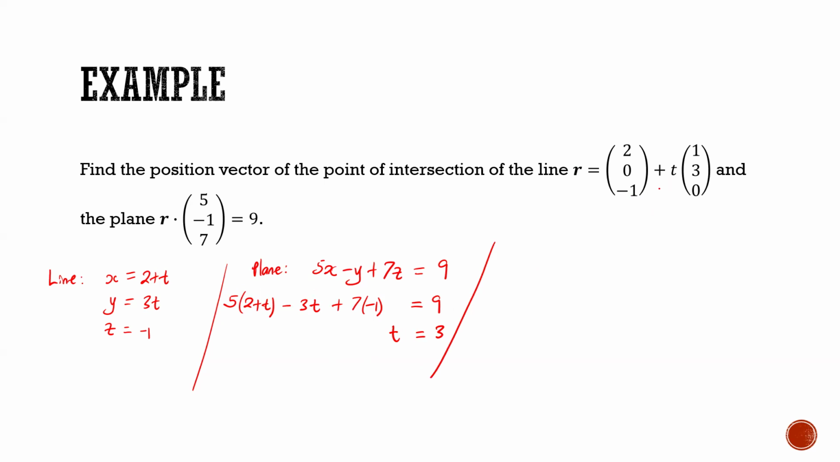which when we substitute in the equation of the line, gives us the point that also lies on this plane. And so that point is going to be 2 plus 3, which is 5 for the x coordinate, 3 times 3 for the y coordinate, which is 9, and -1 for z. So it's going to be at 5, 9, -1. The question asks for the position vector though. So that's going to be 5i plus 9j minus k. And that's how you get the point of intersection of a line and the plane.